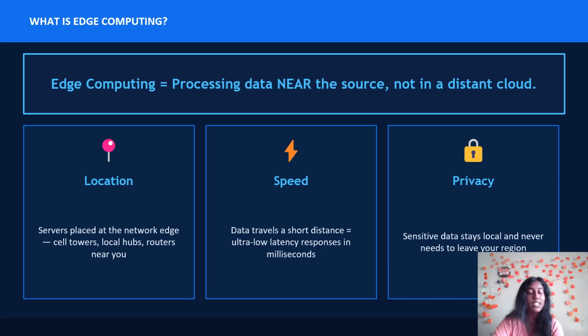Edge computing is also very reliable, as it works with limited or unstable internet connectivity too. The systems can continue operating locally if the cloud connection fails. Then there's scalability. It distributes processing across many edge nodes and avoids overloading a central system.